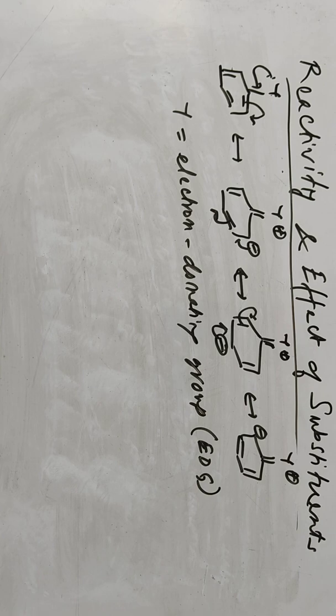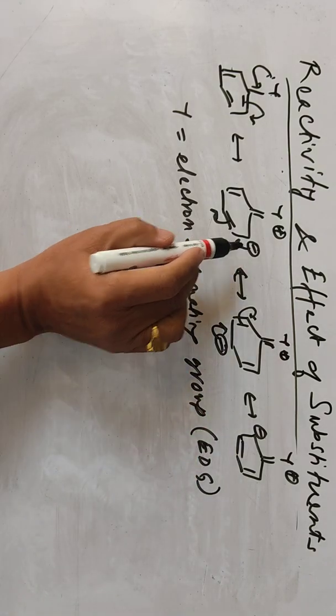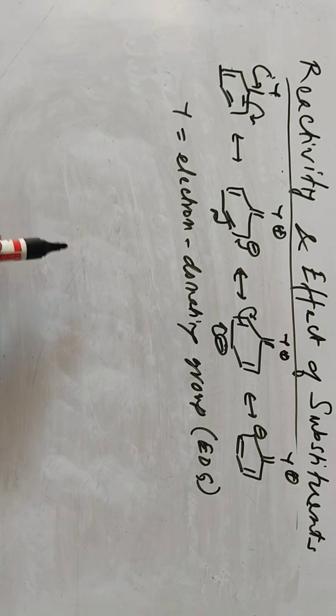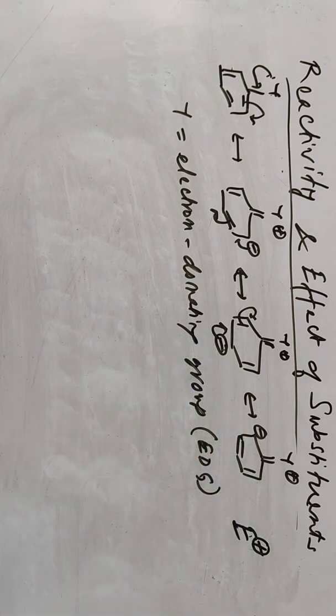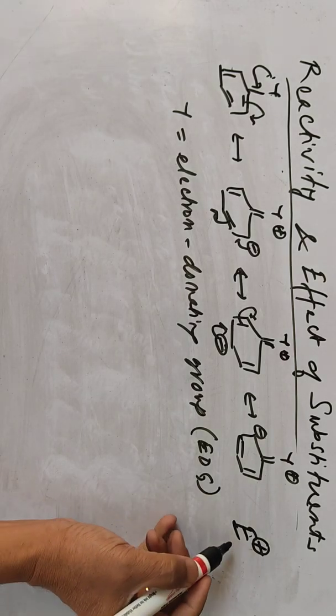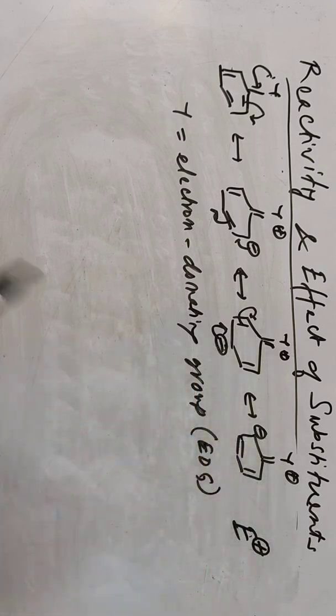So here it indicates that when Y is an electron donating group, the ortho and para positions are electron rich. I'm repeating again: when Y is an electron donating group, the ortho and para positions are electron rich. So the incoming electrophile can attack either the ortho positions or the para position. That is why, when Y is an electron donating group, it directs the incoming electrophile, which is electron deficient, to the ortho and para positions, because these positions are electron rich.